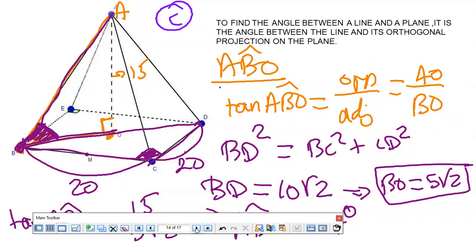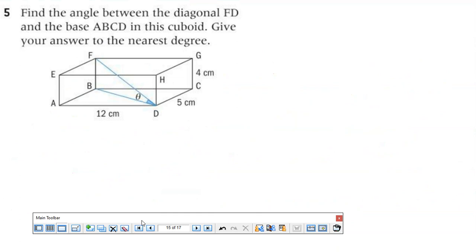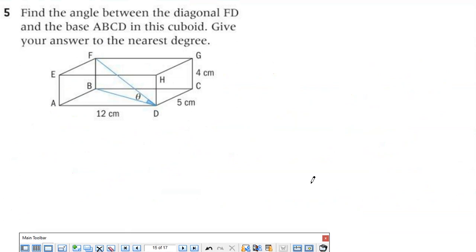Now we move to an easier exercise. Number 5, it's easier. I need to find the angle between the diagonal FD and the face ABCD. And the same thing, the angle between a line and the plane is the angle between the line and its orthogonal projection on the plane. D is going to stay here. F goes to B. So what's going to be the angle? The angle is going to be theta.